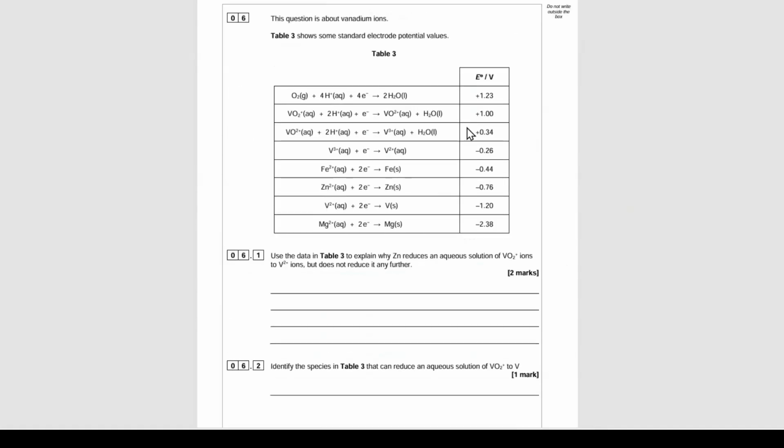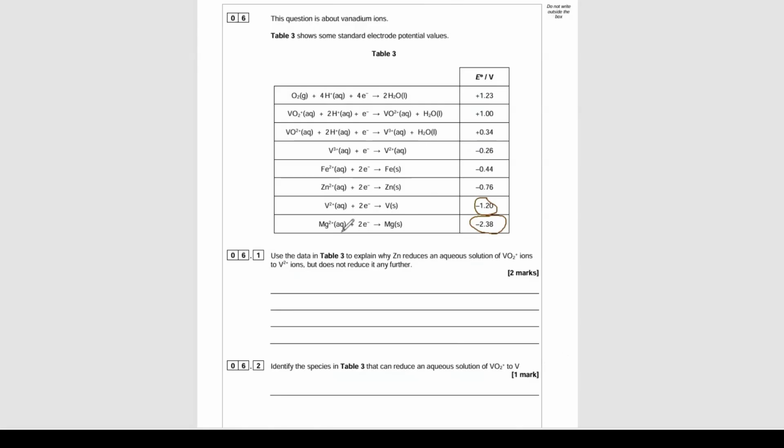Identify the species in the table that can reduce an aqueous solution of V2+ to V. So we're going to bounce back up here and ask, who in this table is more negative than this? Who's the only thing that could reduce that? Who can give away electrons to this? Remember, the more negative you are, the more likely you are to be oxidized and be a reducing agent. So the only one that is a better reducing agent, better at giving away electrons and reducing things, is magnesium.